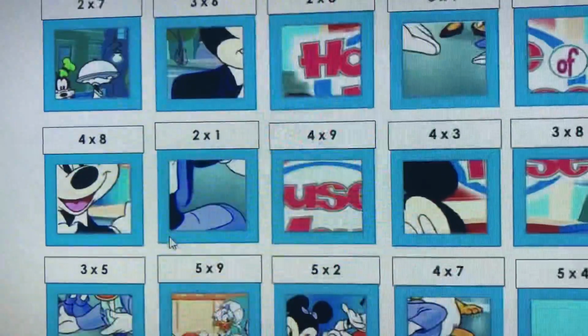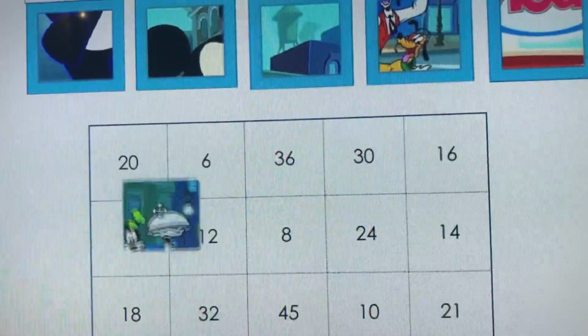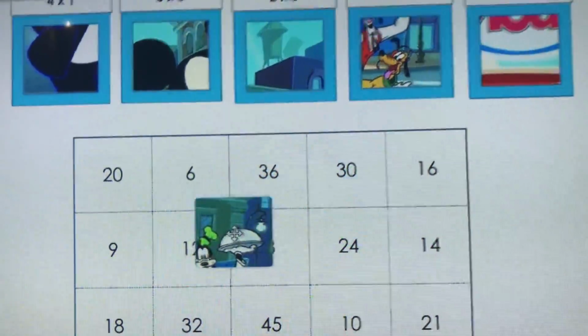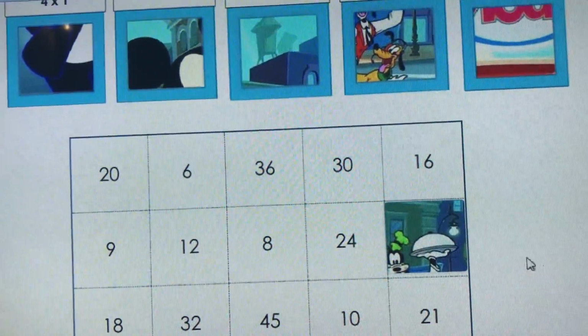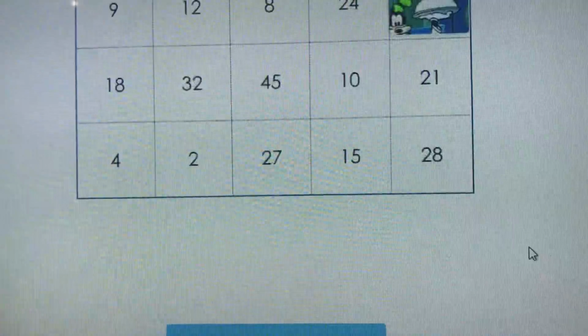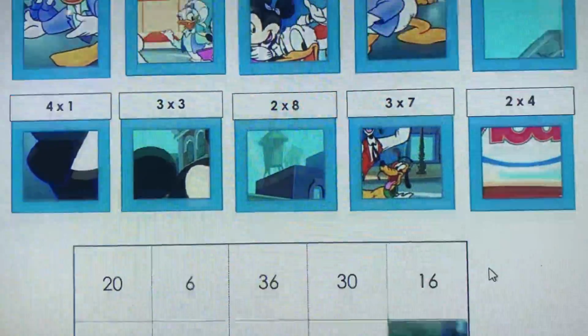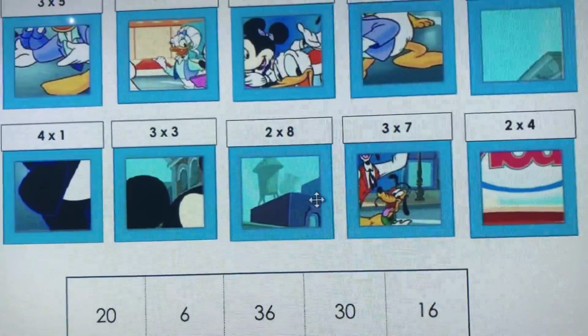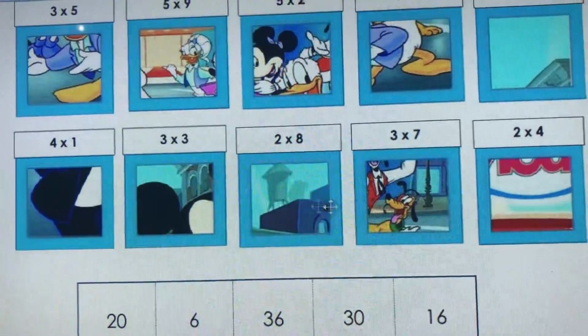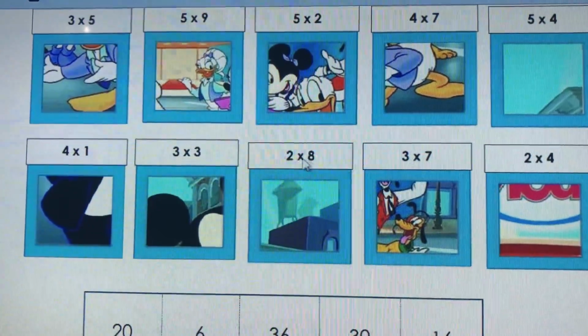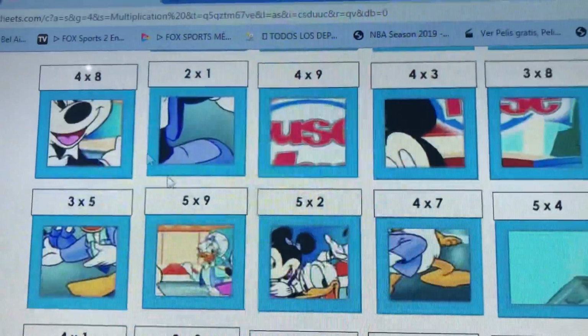2 times 7, what is 2 times 7? So I take the picture and I look for the answer. 2 times 7, I think it's 14, so I put it right here. You see, then I have to use the answer so I can complete the puzzle. Okay, don't just do this and try to do the puzzle. It's easy for you if you find the answer, right?